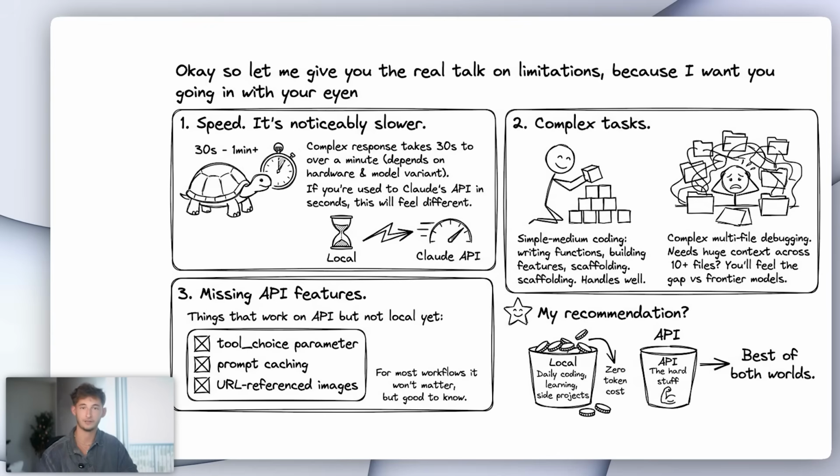Also, complex tasks. For anything simple to medium coding work, writing functions, building features and scaffolding projects, it handles it pretty well. But for any complex multi-file debugging where the model really needs to hold a huge amount of context and reason across 10 different files, you're going to feel the gap compared to the frontier models. You also can't use things like tool choice, prompt caching, and URL referenced images. For most workflows, that won't matter, but it's worth knowing. My recommendation is to just use this for your daily coding and any learning or side projects, anything where you don't want to watch your token costs just go up. Just keep the API around for the hard stuff and get the best of both worlds.